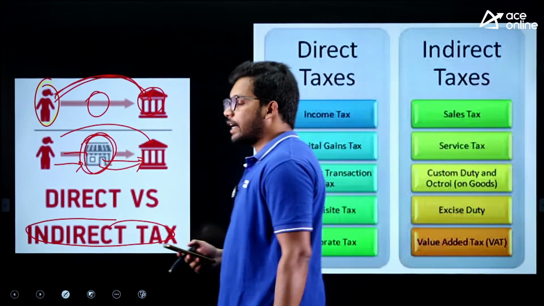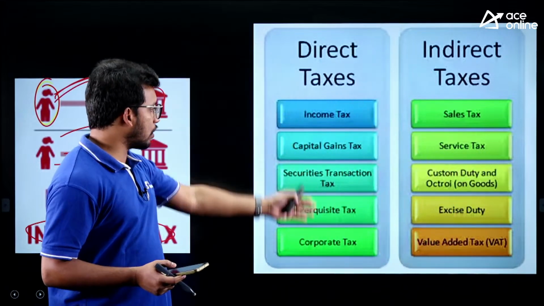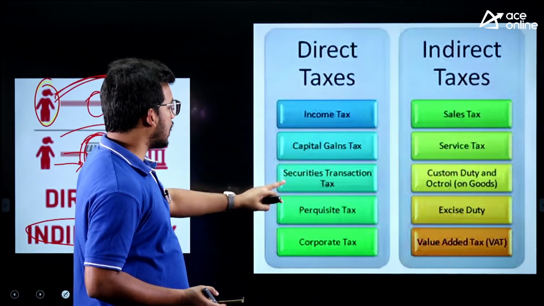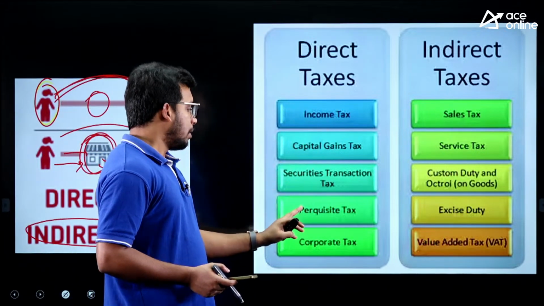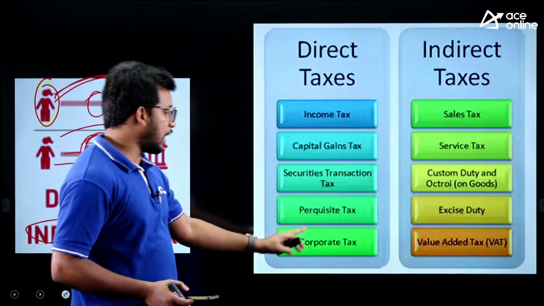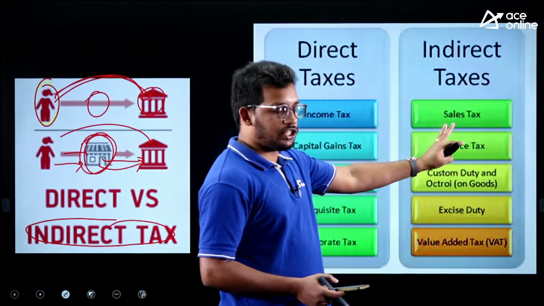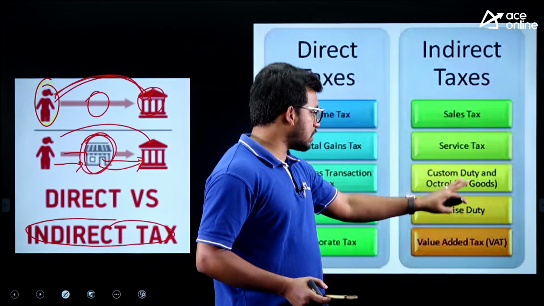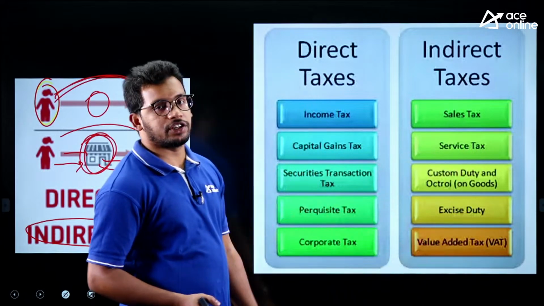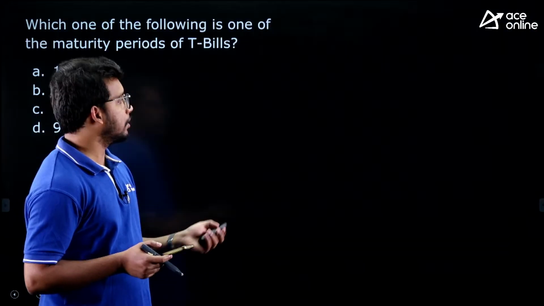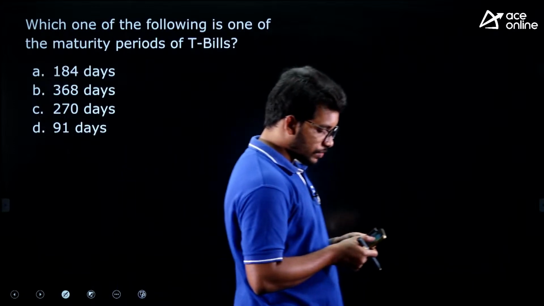You can see the direct taxes and indirect taxes list. You can also remember these things. Direct taxes are income tax, capital gains tax, securities transaction tax, perquisite tax, corporate tax, where companies directly pay to the government. Sales tax, GST, service tax, custom duties, excise duties, value added tax: these are all indirect taxes. These are very, very important. Next one.